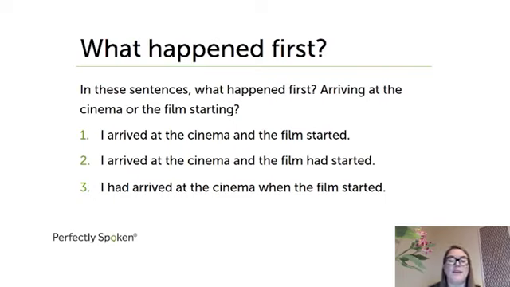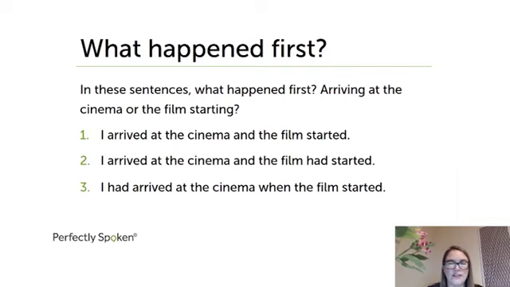Okay, in these sentences, what happened first? Arriving at the cinema or the film starting? Number 1, I arrived at the cinema and the film started. Number 2, I arrived at the cinema and the film had started. Number 3, I had arrived at the cinema when the film started.